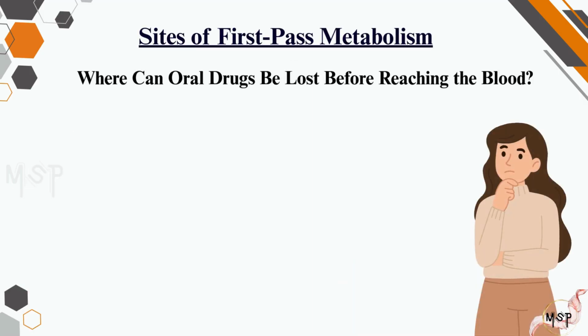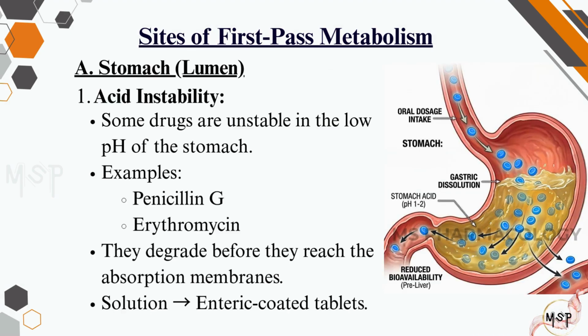While the liver is the primary site, pre-systemic loss can happen in 3 locations. A. The gastric environment, lumen. In this first, acid instability, drugs like penicillin G and erythromycin are unstable in the low pH of the stomach. They are degraded before they reach the absorption membranes. This is why clinicians often prescribe enteric-coated or specially formulated versions of acid labile drugs, which protect the medication from gastric acid and allow it to be absorbed intact in the intestine.